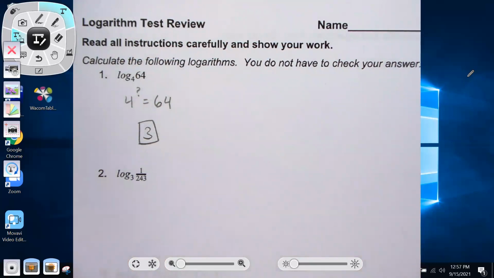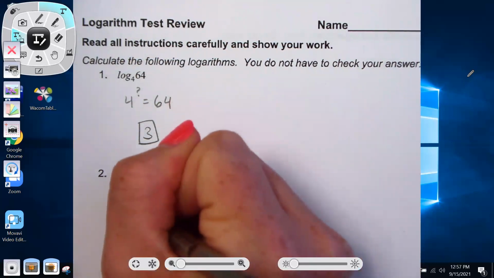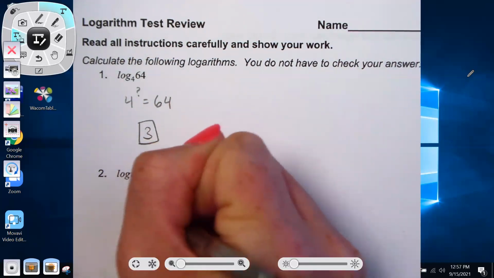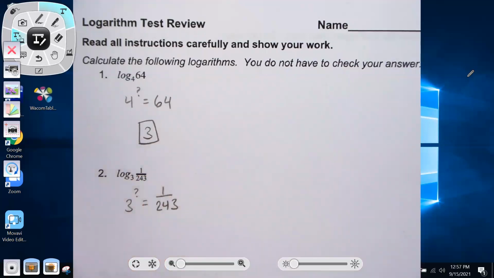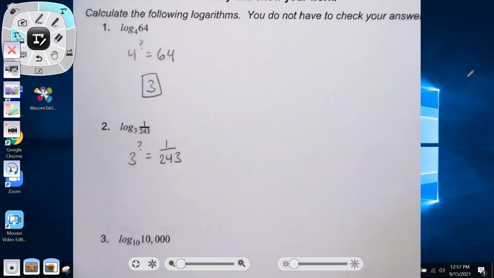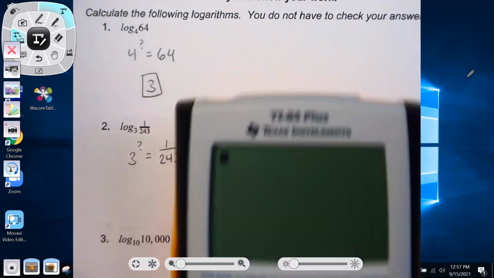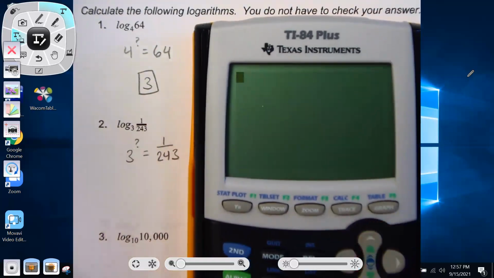Number 2, log base 3 of 1 over 243 is asking 3 to what power equals 1 over 243. When you raise a whole number to an exponent and you end up with a fraction, that means your exponent will have to be negative. So when you're trying this in your calculator, I always start with -2. And when I'm trying positive exponents, I start with 2 and go up.